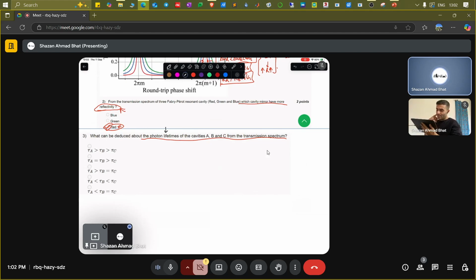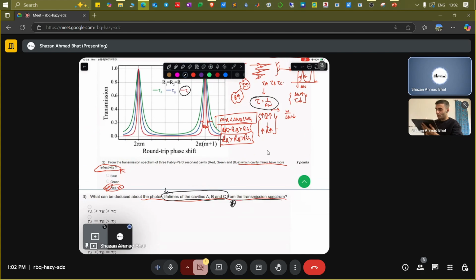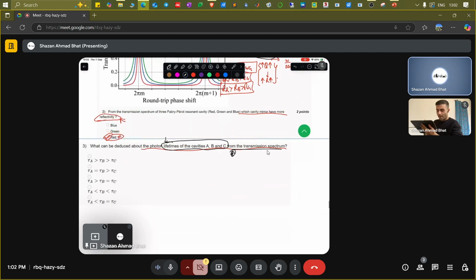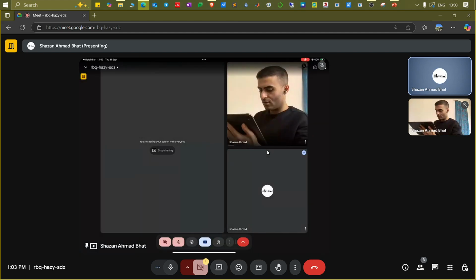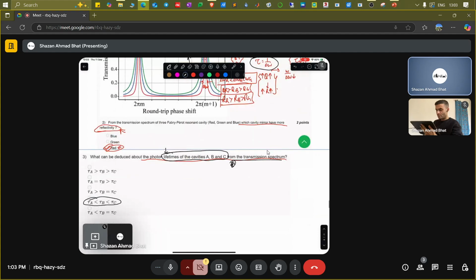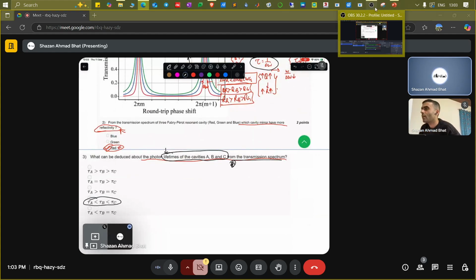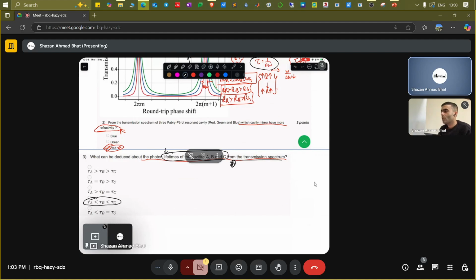So if you talk about the photon lifetimes inside the cavity, photon lifetimes of the cavities A, B, and C from the transmission spectrum, then it is going to follow that the lifetime for the photons inside the cavity for tau C is going to be greater compared to that of the tau B compared to that of the tau A. Let me just cross check whether we are really doing it correct or not. You just give me a moment. Okay, yeah.